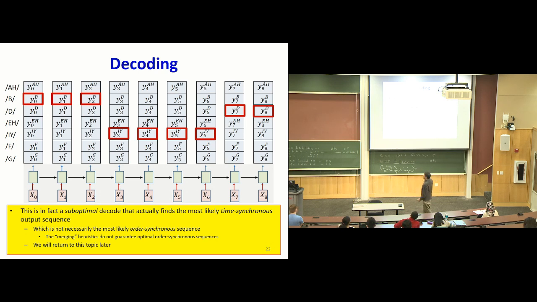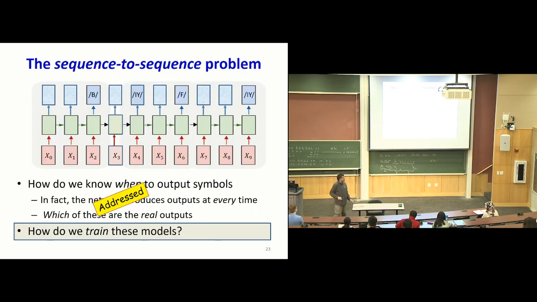So this is suboptimal. But let's say we can live with it, right? If I'm going to live with it, I'm going to assume that we now know when to output symbols. Problem solved. Not really. We'll get back to this, okay? But for now, let's focus on how to train models.